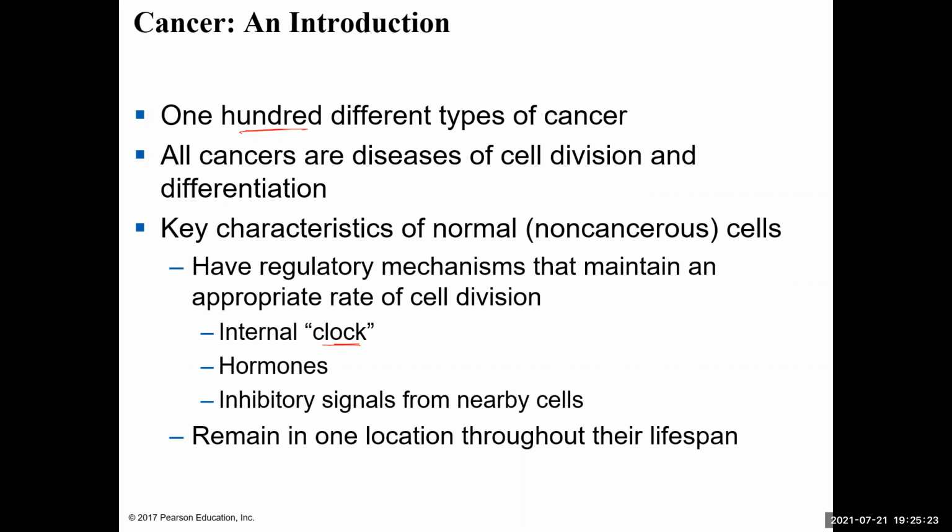Regular, normal cells also generate hormones. They have inhibitory signals that come from nearby cells, so they're communicating with nearby cells, and they remain in one location throughout their lifespan. Right? So these are big key characteristics of normal non-cancerous cells.